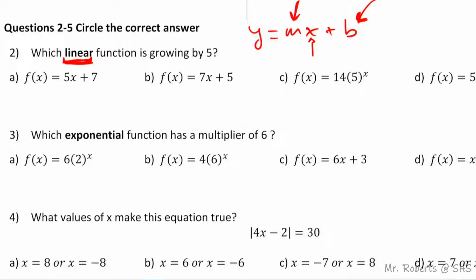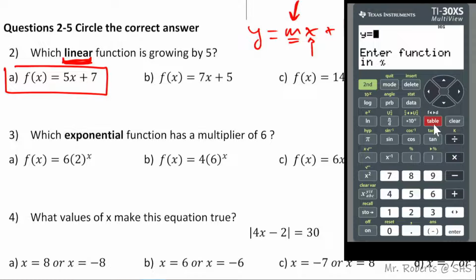So for a linear function to be growing by 5, this value of m would have to be 5. So this is our answer. And another way we can look at that is if I go ahead and grab my calculator, and I can do a quick table where I type in 5x plus the number 7, and I'm just going to have it go by 1 starting at 0. And when I do that, you can see, hey, 7 plus 5 is 12. 12 plus 5 is 17. 17 plus 5 should be 22.